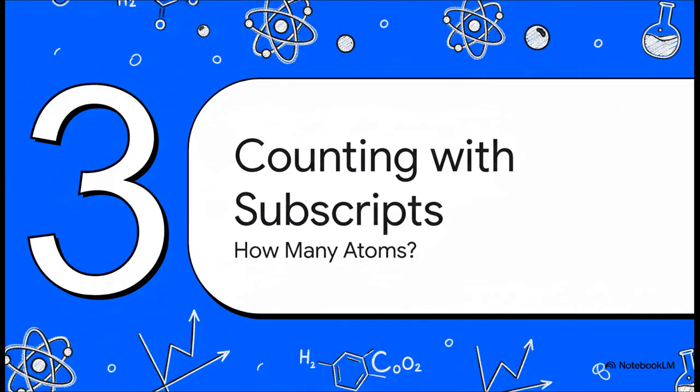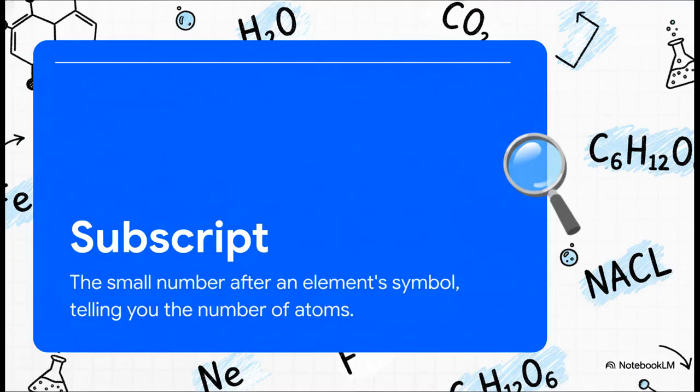Okay, so now we know how to find the types of atoms. But how many of each are there? That's where our next clue comes in, and it's called the subscript. The subscript is that little number written just slightly below and to the right of an element symbol. Think sub, like in submarine. It's below the main line. This little number tells you exactly how many atoms of that particular element are packed into the molecule.